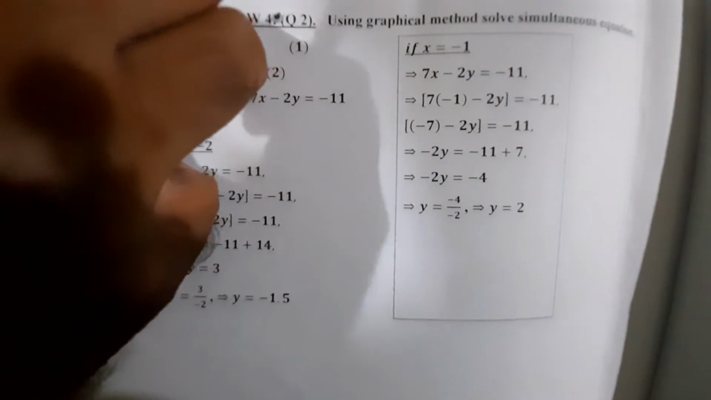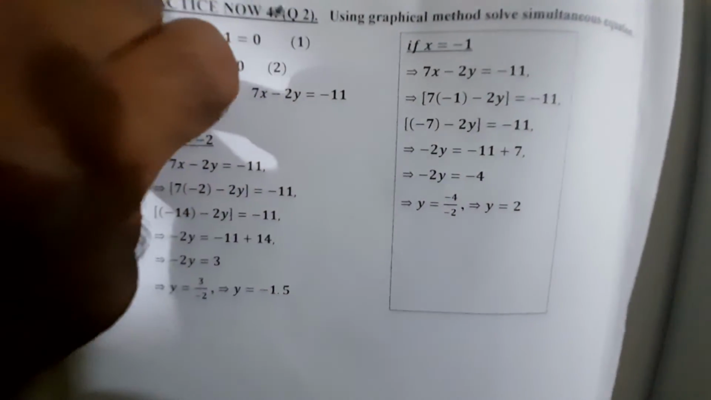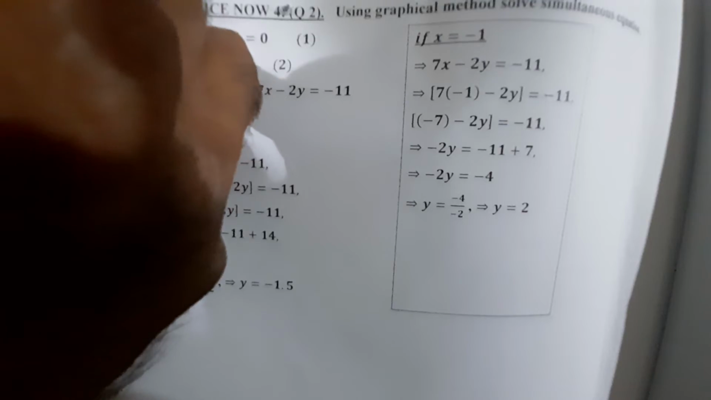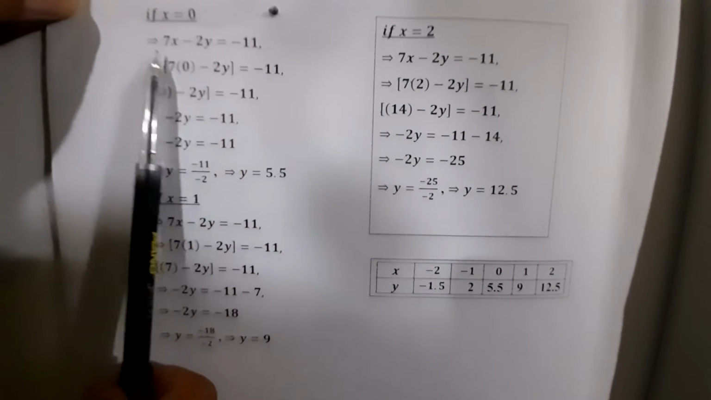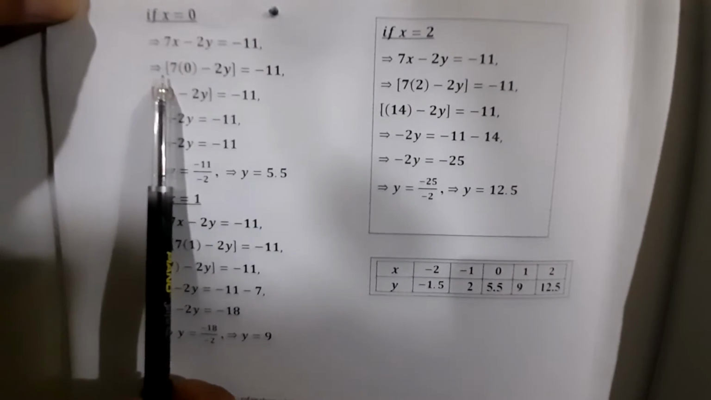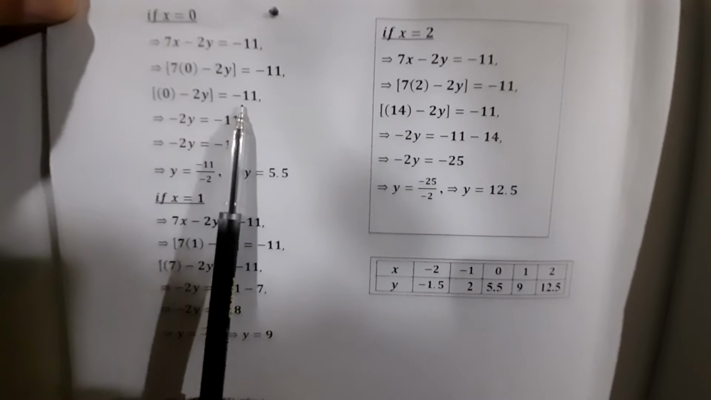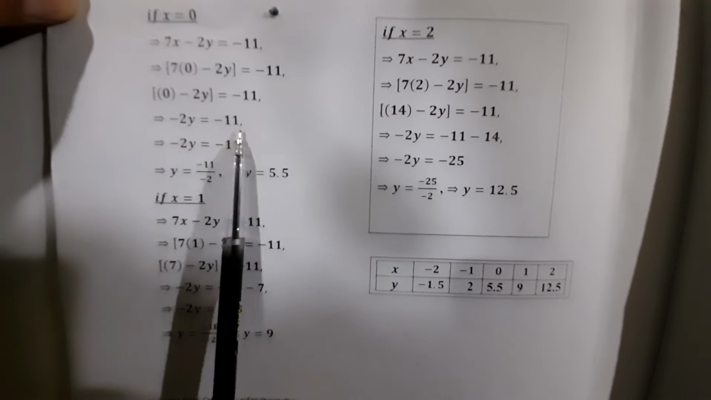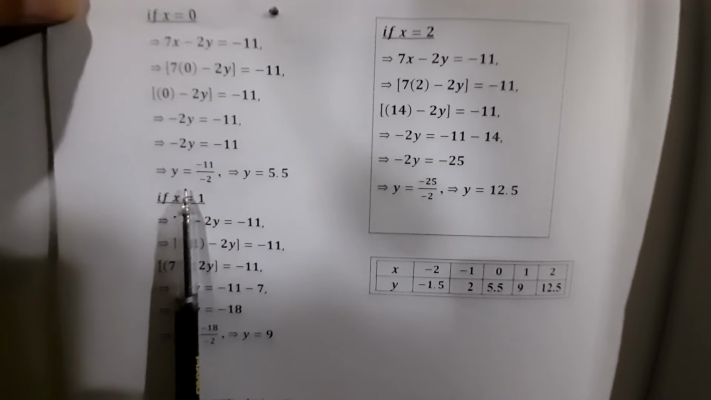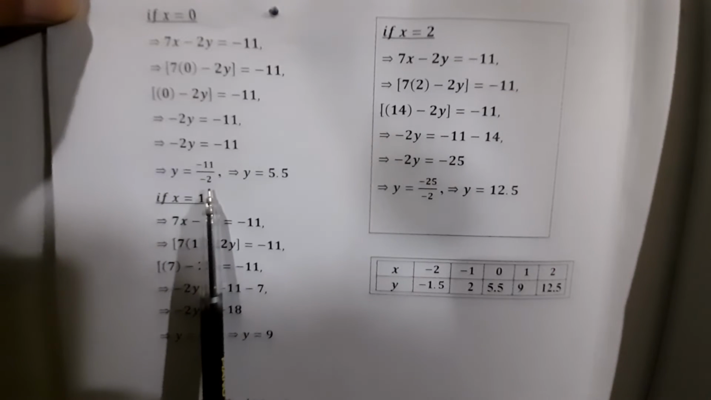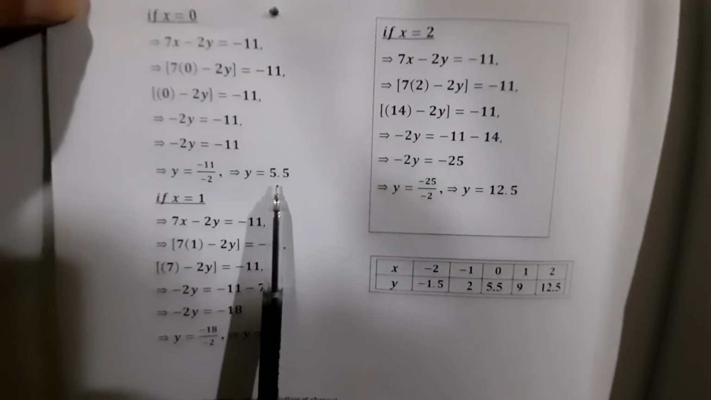Now we'll be moving on to the value of x when the value of x in this equation is 0. When x is 0, 7x minus 2y is equal to minus 11. 7 multiplied with 0 is 0. So minus 2y is equal to minus 11. So y is equal to minus 11 by minus 2, y is equal to 5.5.